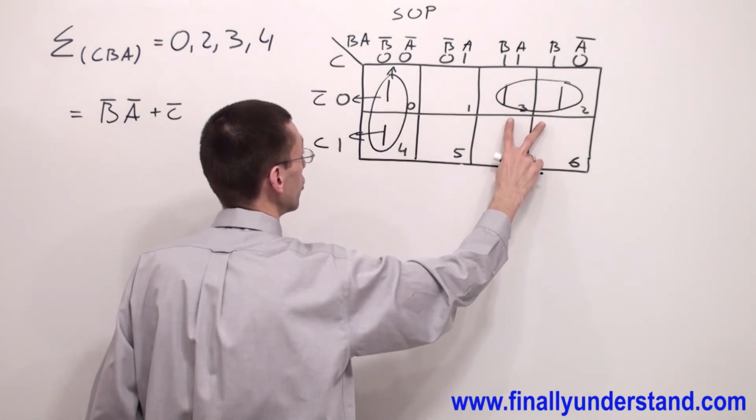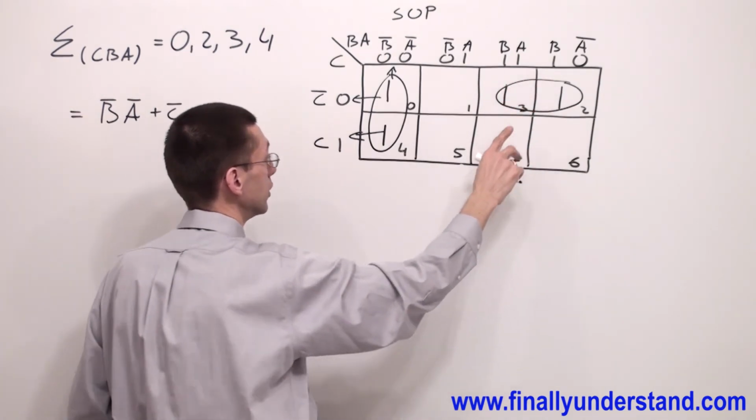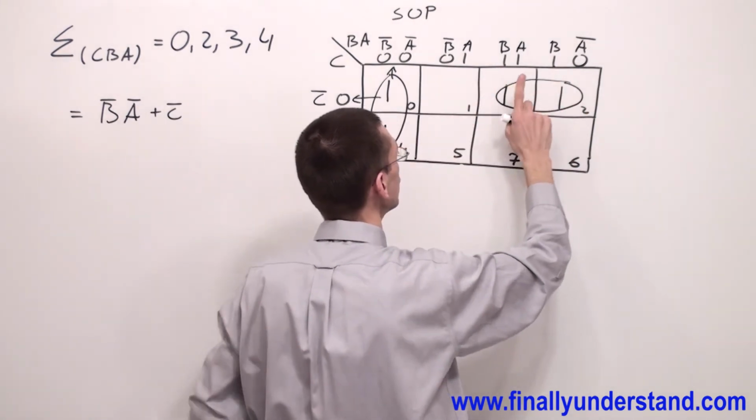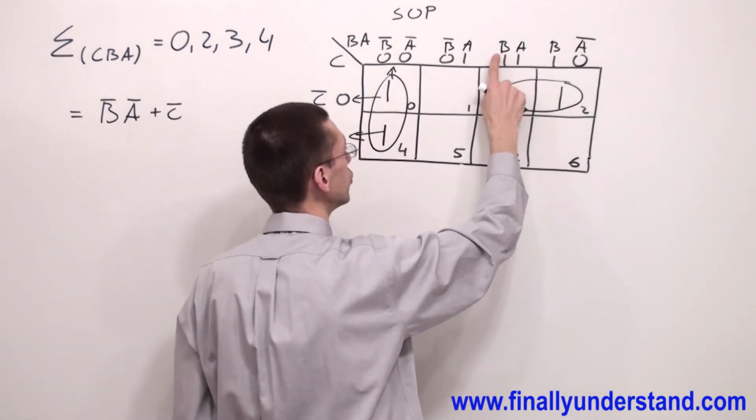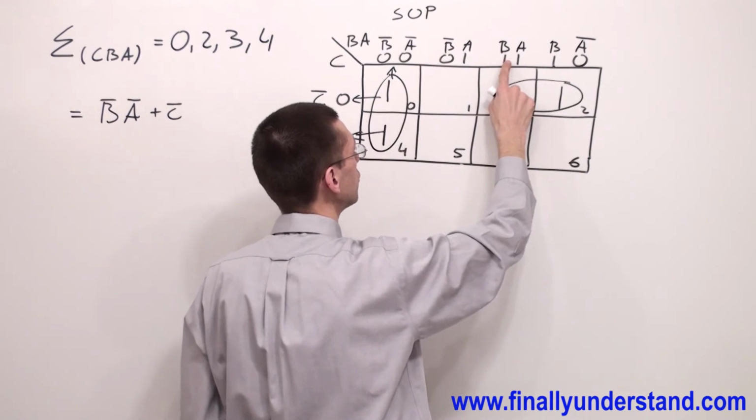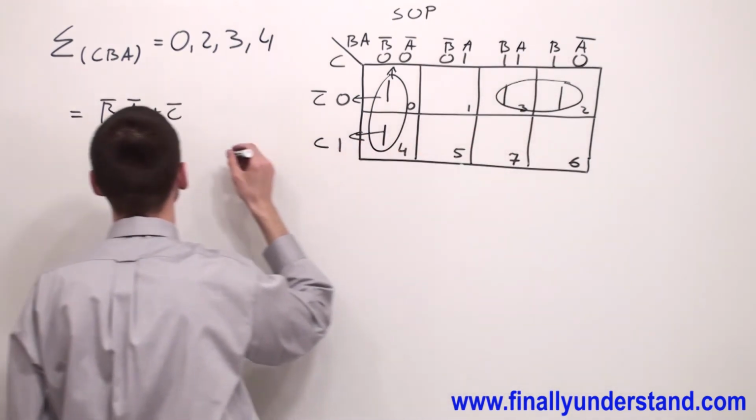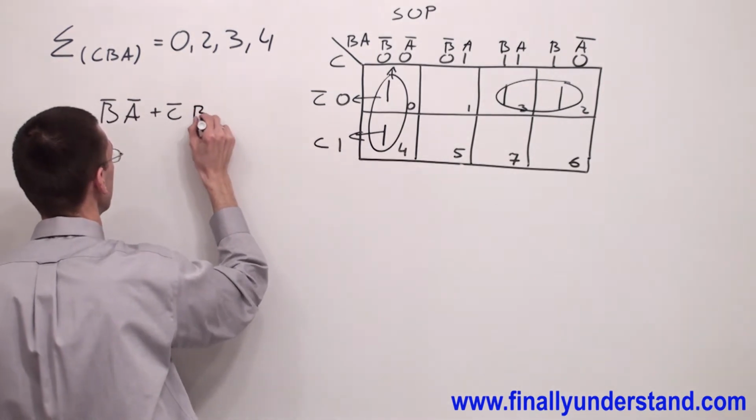This group is also placed in two columns. So in this case, I have to compare these two columns and choose the variable which is common for these two columns. The common variable for these two columns is simply b. That's why I'm going to write over here b.